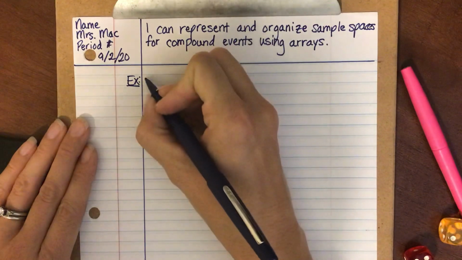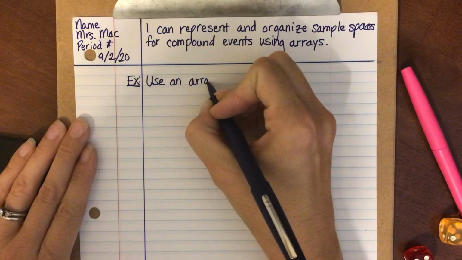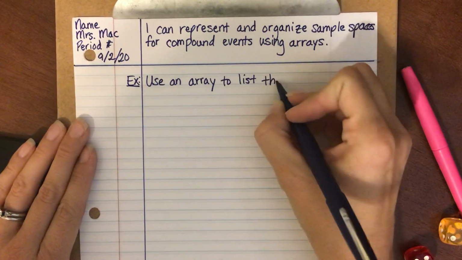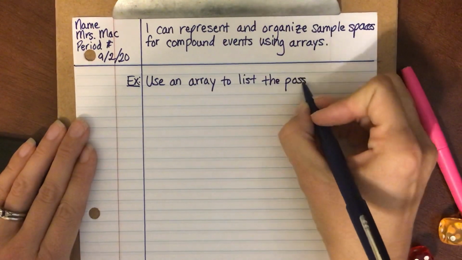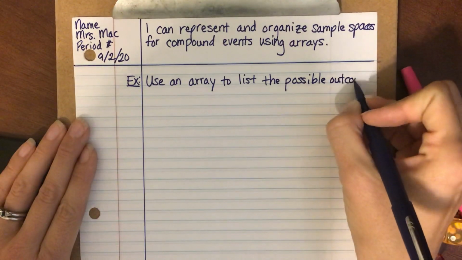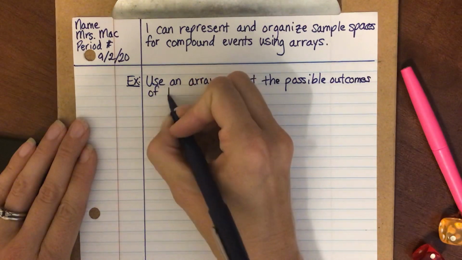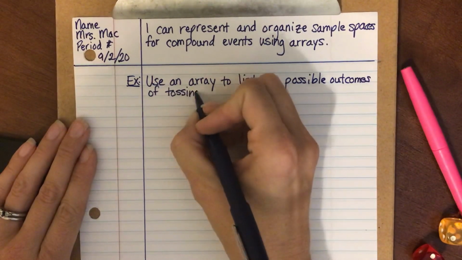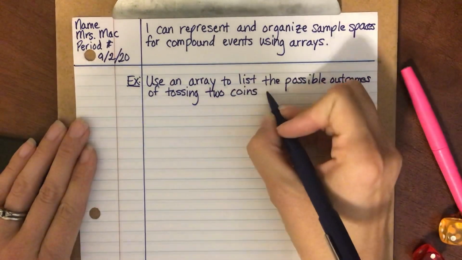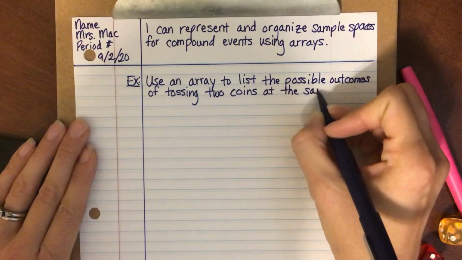We're going to use an array to list the possible outcomes of tossing two coins at the same time.